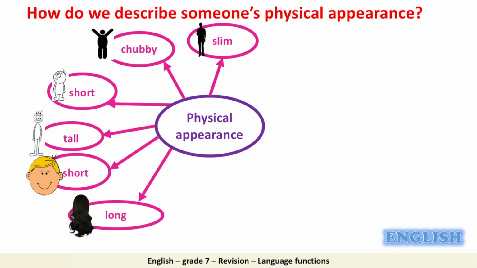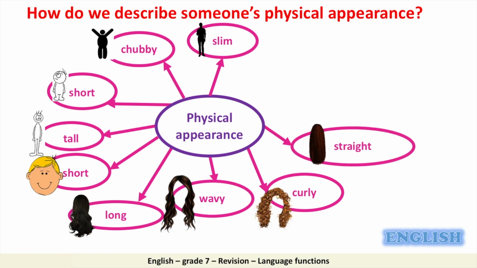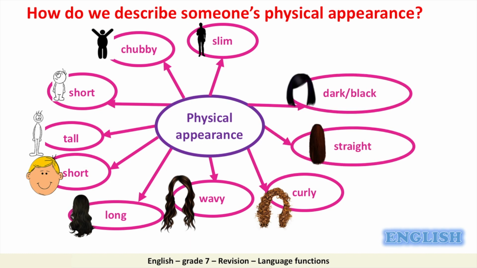It's also better to be specific when you are describing hair. So describe the hair type and color too. Do you remember the vocabulary words used to describe different hair types and colors? Excellent! You could use wavy, curly, straight, dark or black, or fair.